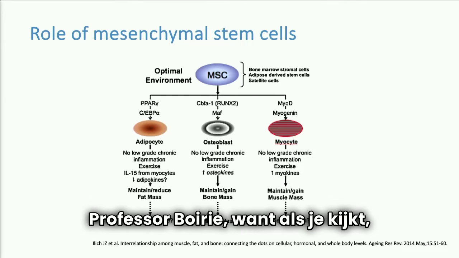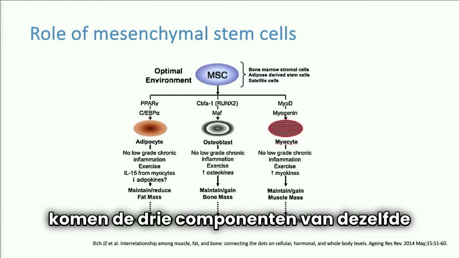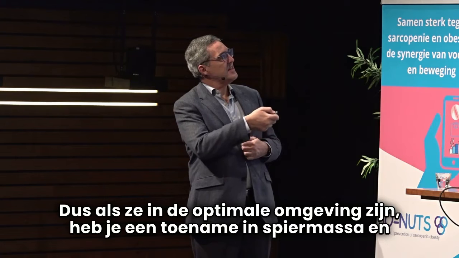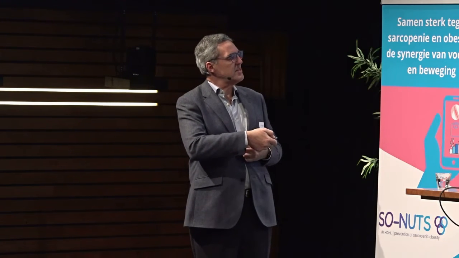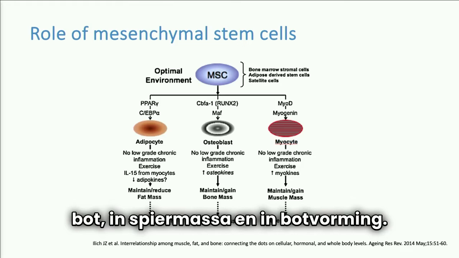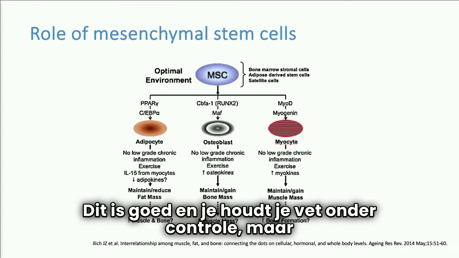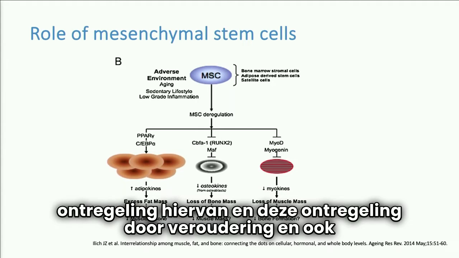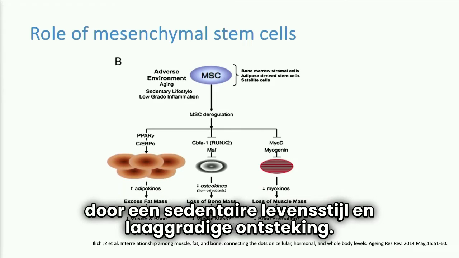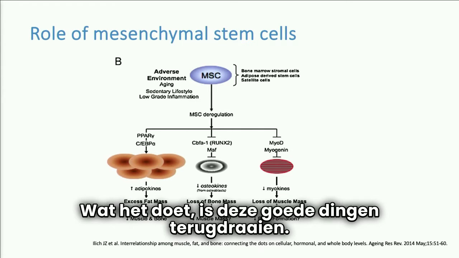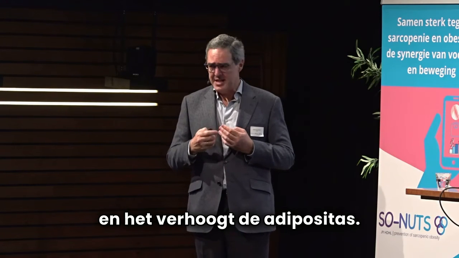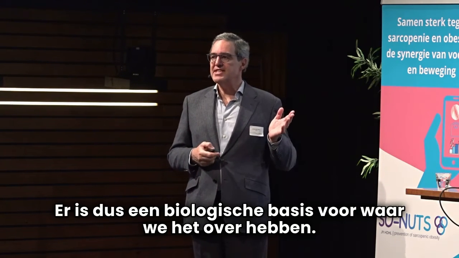But this criticism, in fact, makes biological sense, and this will be better explained by Professor Boiry later, because if you look, the three components come from the same mesenchymal cell: adipocyte, osteoblast, and myocyte. So if they're in the optimal environment, you have an increase in muscle mass and in bone formation. This is good, and you keep your fat controlled. But when you grow old and you have diseases, there's a dysregulation of this. And this dysregulation, by aging and also by sedentary lifestyle and low-grade inflammation, reverses these good things. It reduces muscle mass and bone mass, and it increases adiposity. So there's a biological basis to what we're talking about.